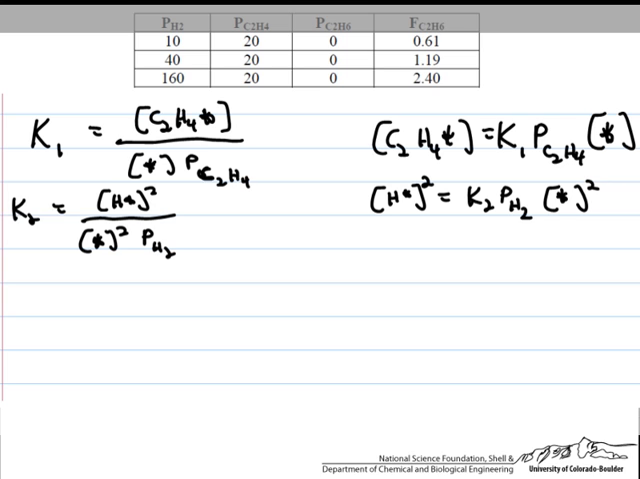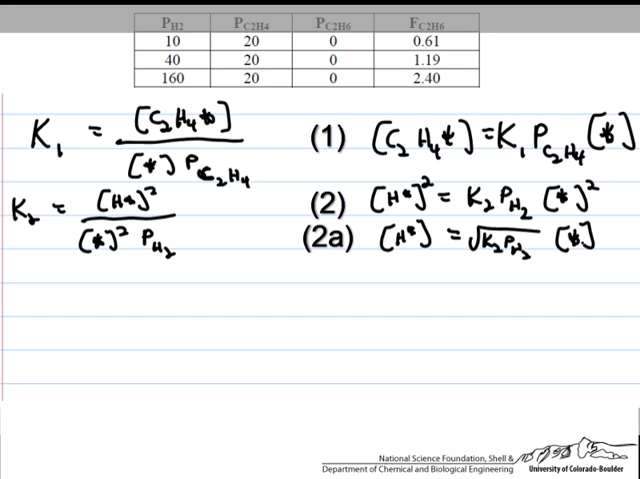And another way of writing this equation, I'll call that 2a, is taking the square root of both sides. We're going to find that to be useful. So it'll give us H star is equal to the square root of K2 PH2 times the concentration of vacant surface sites. Okay, so those are our equilibrated steps.